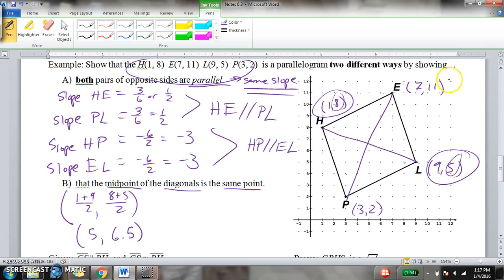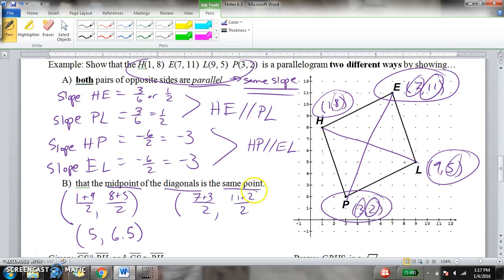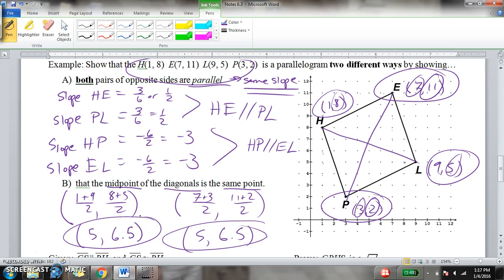Next one, so we need to prove that the midpoint of EP is the same thing. So if we use the same midpoint formula, take the x coordinates and average them. 7 plus 3 divided by 2. Y coordinates and average them. 11 plus 2 divided by 2. 7 plus 3 is 10, over 2 is 5. 11 plus 2 is also 13, divided by 2 is 6.5. So the midpoint of each diagonal is the same thing, which proves that this is a parallelogram.